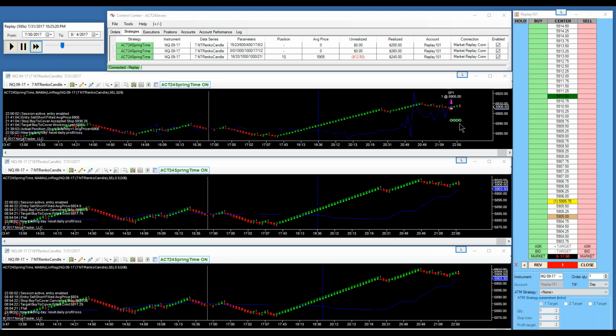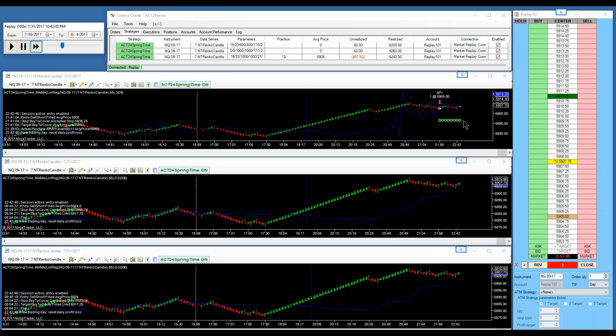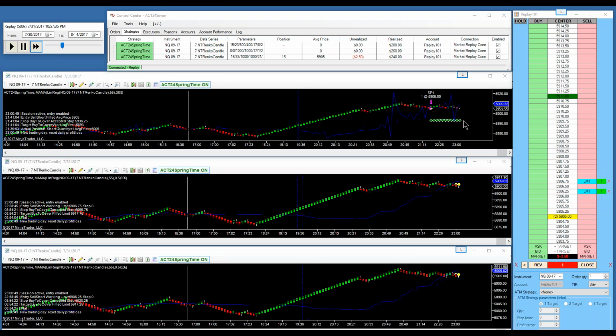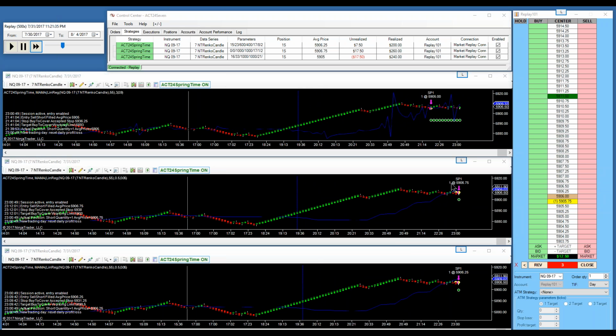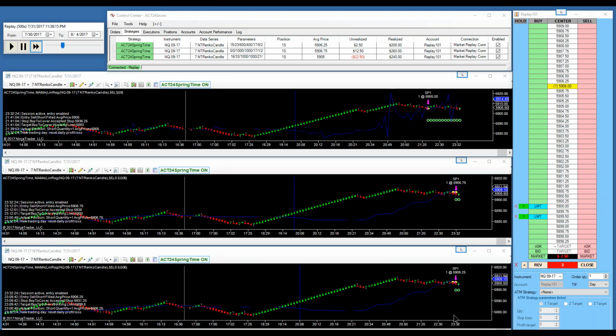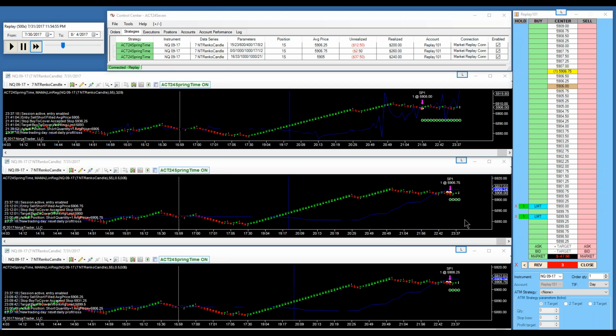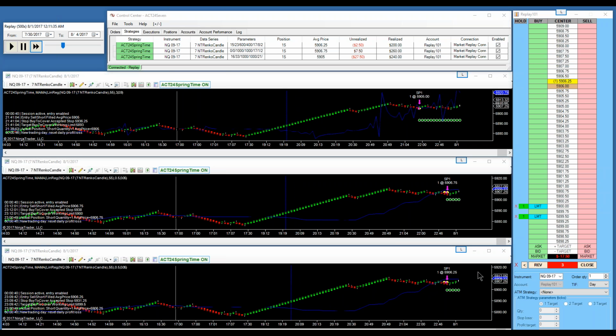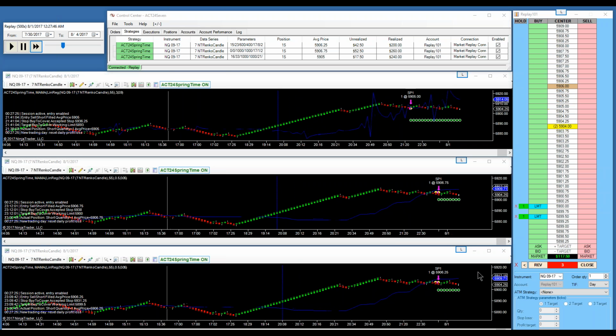Now we're in a short here on the 48 tick chart. Order pending. Target, tick target. Order pending. Now we're in this one. These are 27 tick chart targets here. You can see you're in 3.